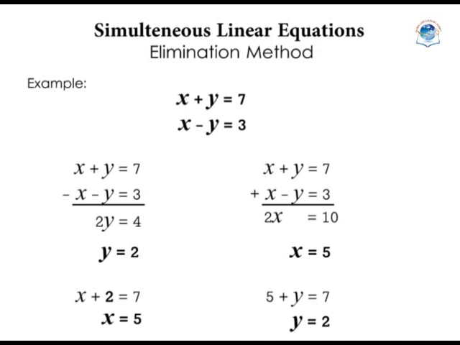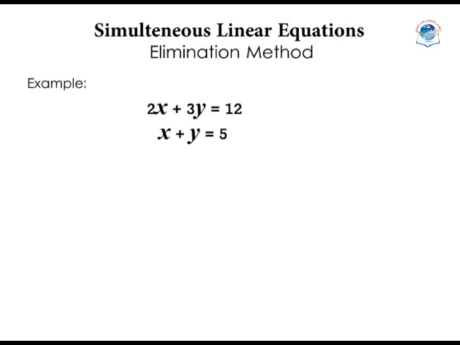Sometimes, the coefficients of the variables may not subtract each other out. For example, 2x plus 3y is equal to 12, x plus y is equal to 5. If you subtract the two equations, you will end up with x plus 2y is equal to 7. Nothing has been eliminated. And if you add them, you get 3x plus 4y is equal to 17. Again, nothing has been eliminated. The reason is that the variables have different coefficients in each equation. Can we still eliminate? Yes, we can.